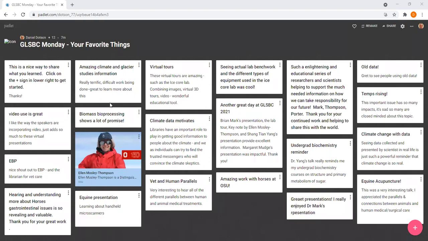Shout out to the climate topics today. We had a few of those, so it's great to see a number of speakers on that. We also have information about the promise of biomass and bioprocessing.